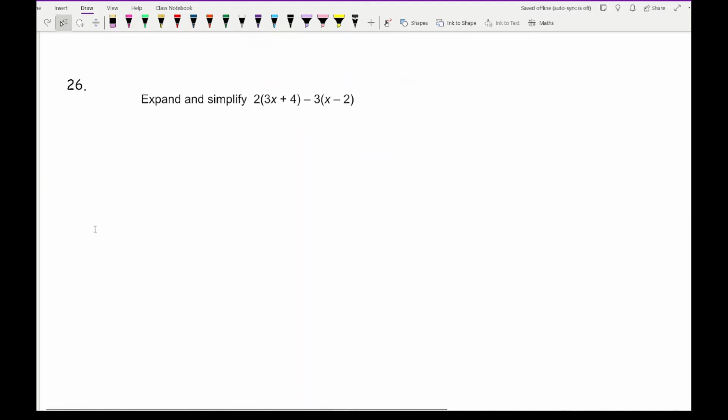Moving on to question 26, again expanding the brackets. And again, it's always worth just making sure that you are using those loops. It only takes a couple of seconds, and just be mindful when you have got a negative outside the second bracket. So that's going to be minus 3x, and then minus 3 times minus 2, which is positive 6. And then it's just a case of collecting the like terms. So I've got 6x minus 3x, which is 3x, and then 8 plus 6, which is 14.